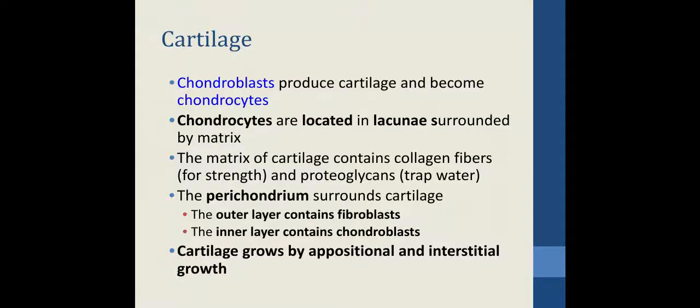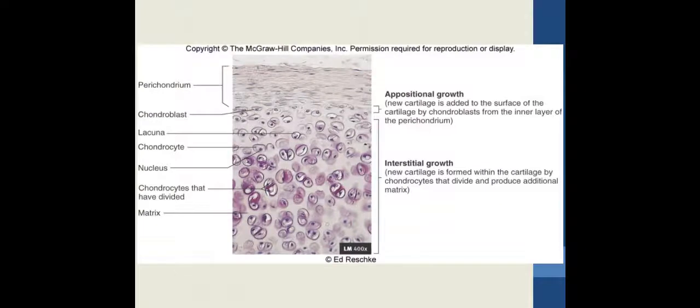But again, we'll go over that in just a moment. So here is a figure from your book showing you what cartilage would look like under the microscope. So here's your perichondrium, that outer layer that has grown and is sort of the connecting, encompassing piece. We've got our chondroblasts that will become chondrocytes, the cells. This lacunae, right, is that little outside capsule holding on to it.